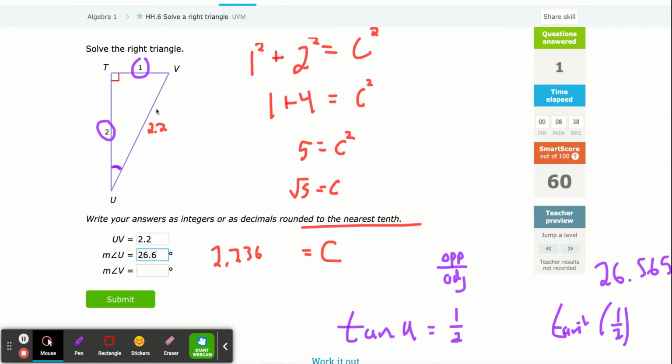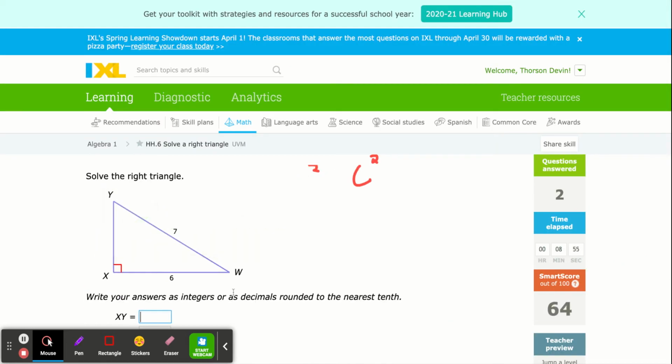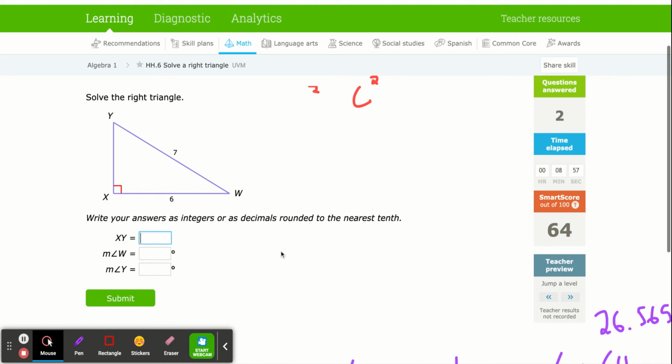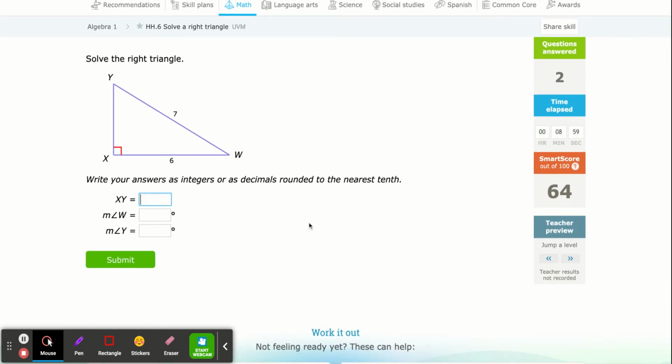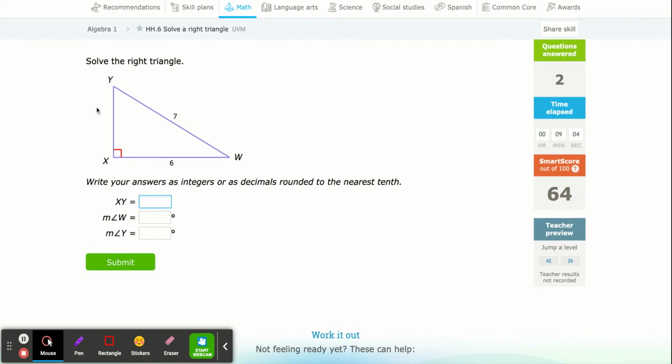Now what I'm going to remember is these two angles, V and U, must add up to 90. So I'm just going to take 90 minus the 26.6, and I get 63.4 for that third angle, 63.4. So solving these triangles is just a matter of working through the process, either using Pythagorean's theorem or using inverse trig functions or trig functions themselves.